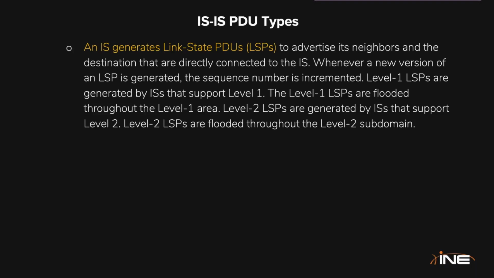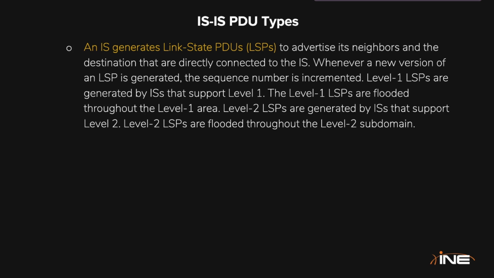The second type of PDUs would be basically LSPs. An IS generates link state PDUs, so LSPs, to advertise to its neighbors the destinations that are directly connected to the IS. So think about this like LSAs, like how a router in OSPF advertises a router LSA, which contains the list of all the links that it is directly connected with and running OSPF. Similarly here in ISIS, it advertises an LSP, which is a link state PDU, which basically tells the neighbor that these are all the links which are connected to me.